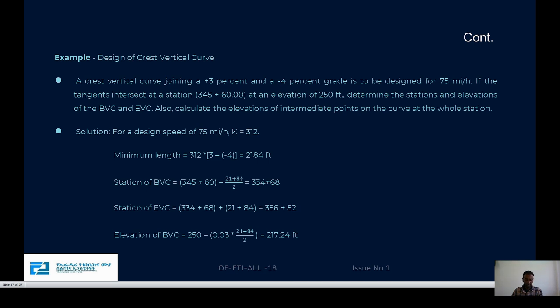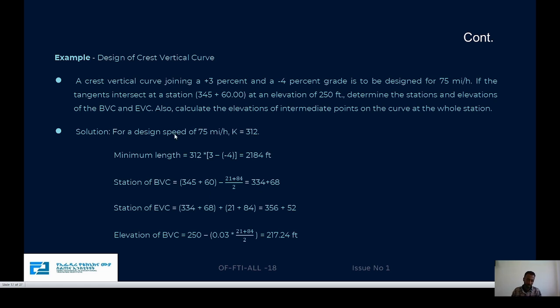345 plus 16, and the elevation is 250 feet. So the required values are the station and elevation at the beginning of the vertical curve, and the ending of the vertical curve will also be required for calculation. And we will also calculate the elevations of intermediate points on the curve at each whole station.